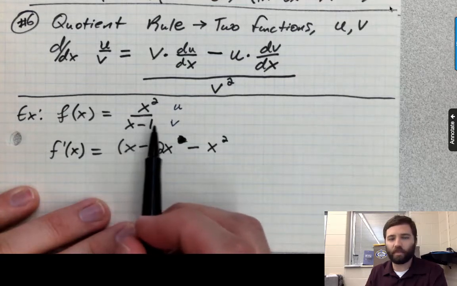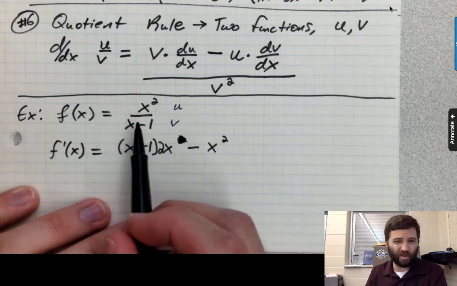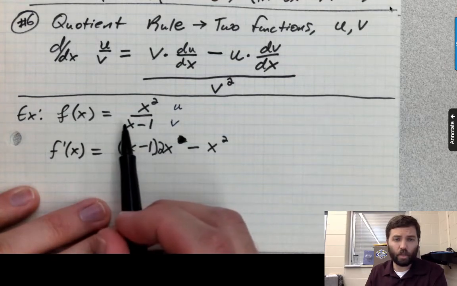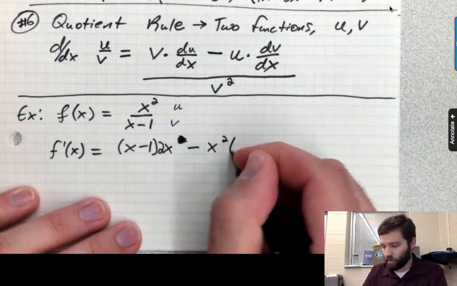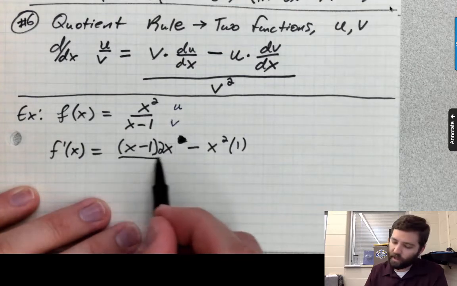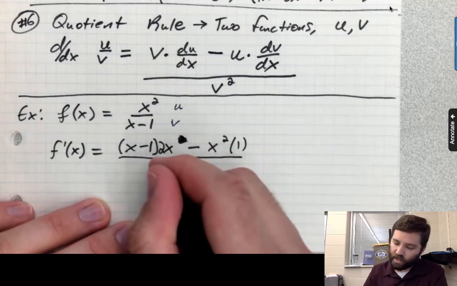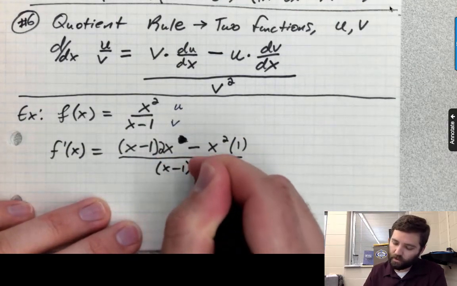So x minus 1. If we derive that, I think we just get 1. Derivative of negative 1 is 0. Derivative of x is 1. So yeah, we'll just get x squared times 1. That's all divided by the bottom squared. So that's x minus 1 squared.